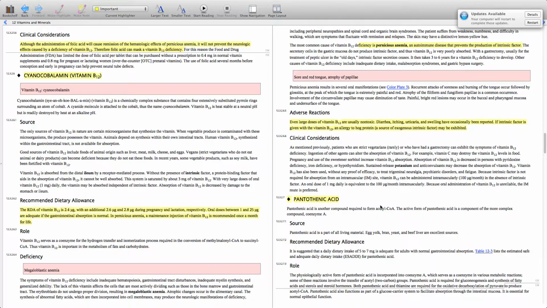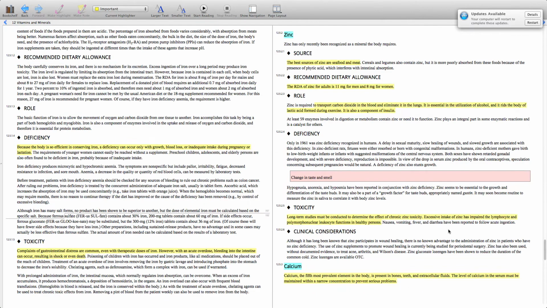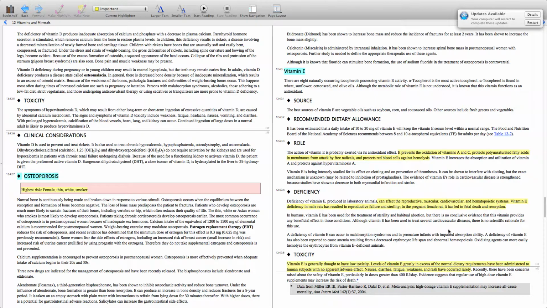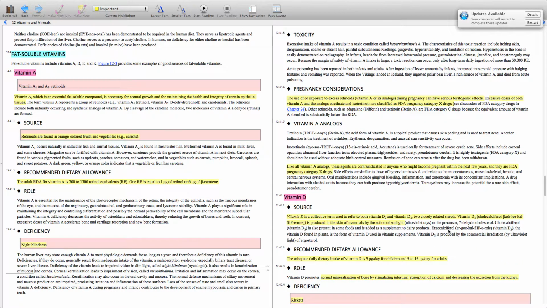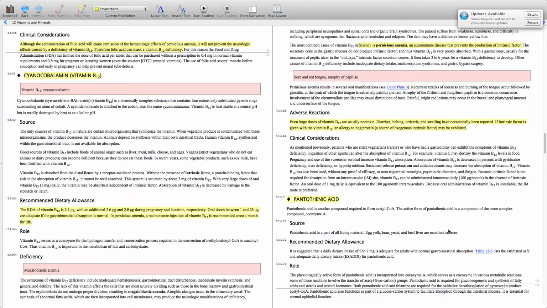Pantothenic acid is part of all living materials, so egg yolk, bran, yeast, beef liver are excellent sources. And this is, I believe, coenzyme A. Serves in various metabolic reactions. Some of these reactions involve the transfer of acetyl groups, so 2 carbon groups. Okay.